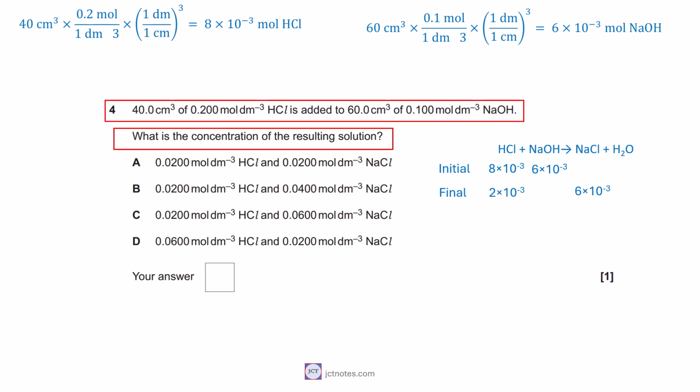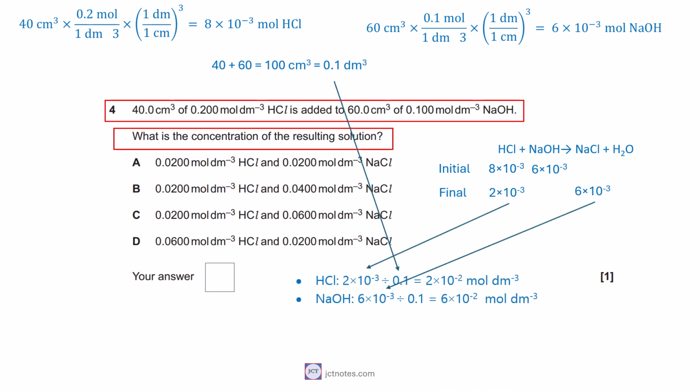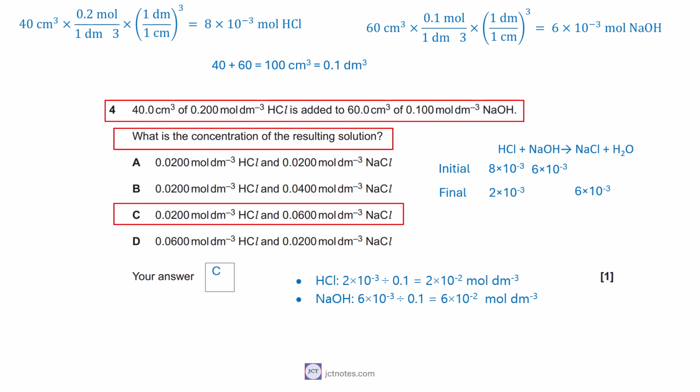As the final volume, assuming that volumes are additive, we have 100 cubic centimeters or 0.1 cubic decimeters. Dividing the number of moles that we have by 0.1 cubic decimeter, the concentration of hydrochloric acid is 2 times 10 to the power of minus 2 and the sodium chloride is 6 times 10 to the power of minus 2. This is answer C.